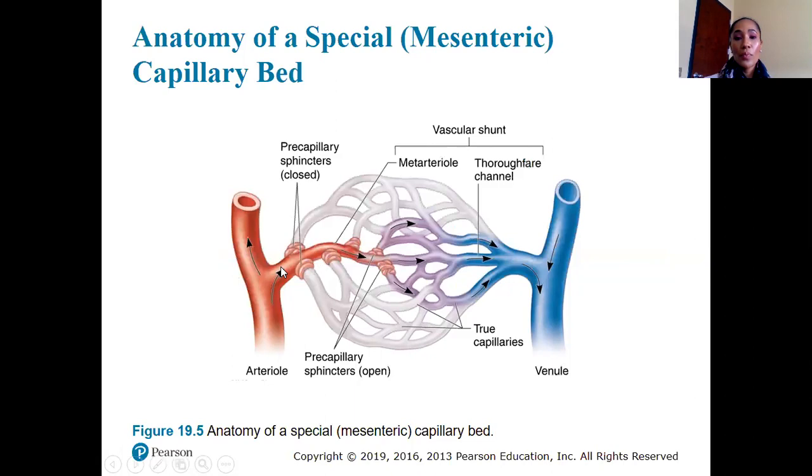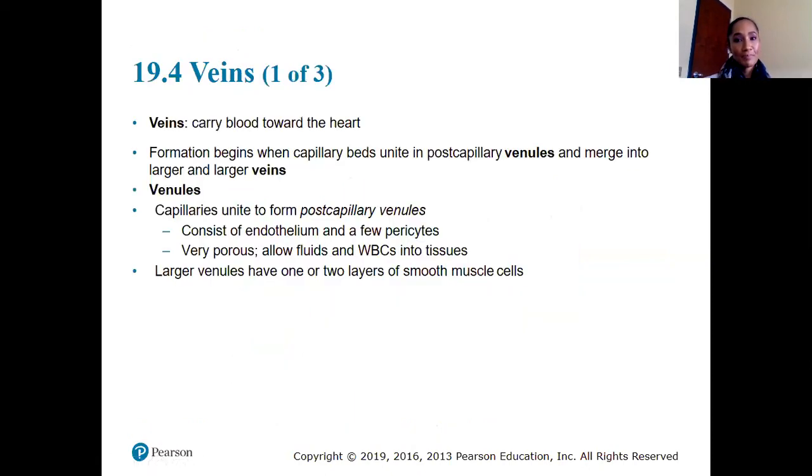When the precapillary sphincter is closed, blood is just going to flow directly through this meta-arteriole that we see here. And when you think of meta-arteriole, think middle arteriole. But these precapillary sphincters are open, so now blood's going to flow continuously through the meta-arteriole, but then also flow into these true capillaries that we see here. And this is the thoroughfare channel that will connect the meta-arteriole to the postcapillary venule. Okay, that's it about arteries and capillaries.